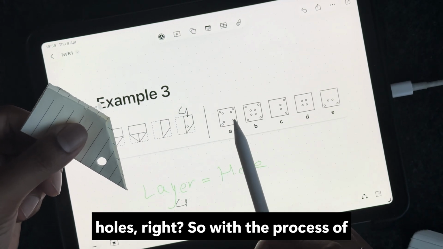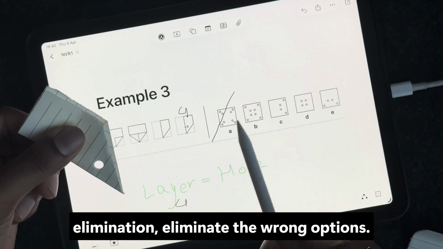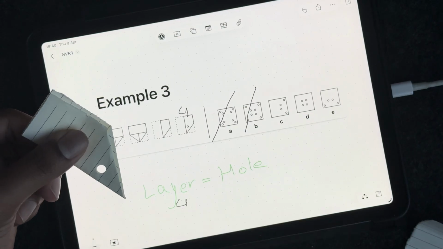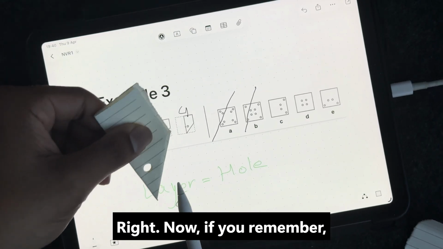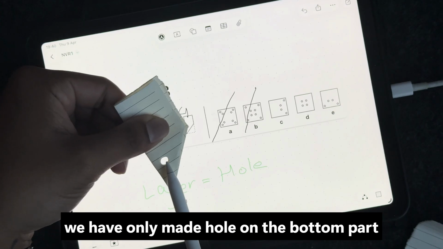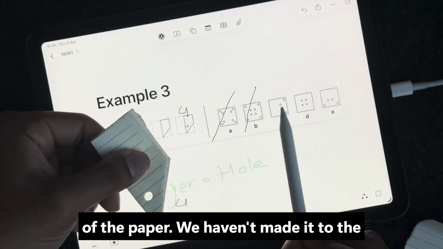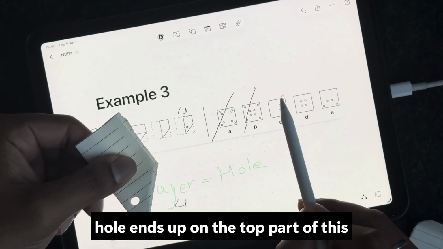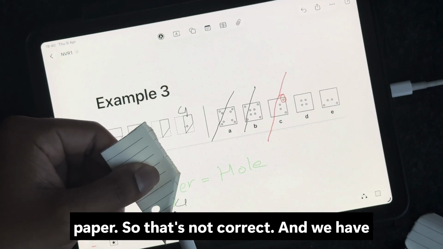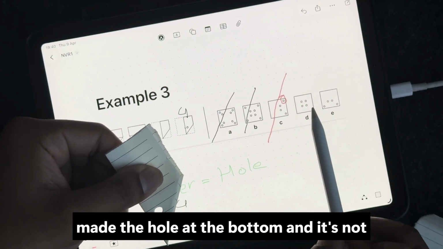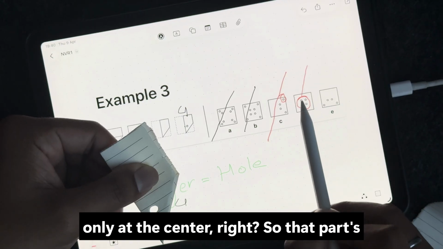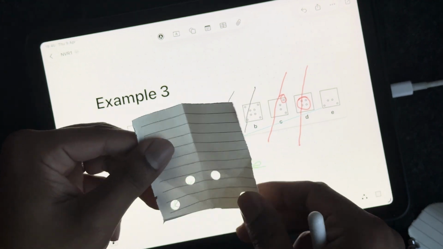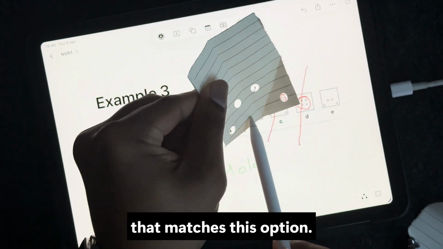So with the process of elimination, eliminate the wrong options. See, here are 8, here is also 8, here is 4, here is 4, here is 4, right? Now, if you remember, we have only made a hole on the bottom part of the paper. We haven't made it to the top, right? So there is no way that the hole ends up on the top part of this paper. So that's not correct. And we have made the hole at the bottom and it's not only at the center, right? So that part is not correct. So if I have to unfold it and look at the piece of paper, that matches this option.